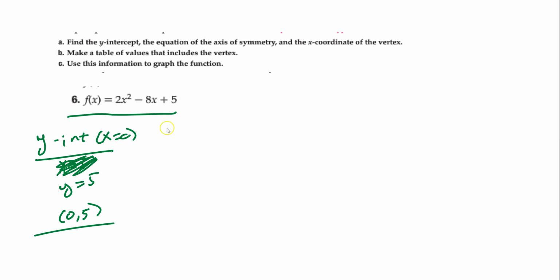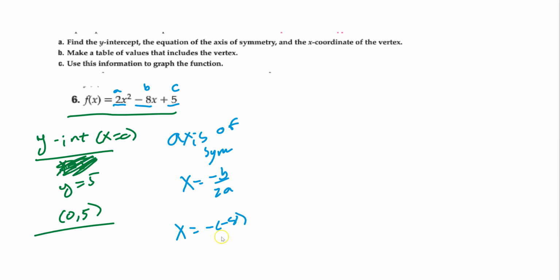Now let's find the axis of symmetry. That's x equals negative b over 2a. Remember the way this works? Here's my a coefficient, here's my b, here's my c. So x equals negative 8 over 2 times 2. By the way, if you haven't noticed, this is the exact same one we just did, but now I'm doing it using the stuff we learned. So the axis of symmetry is x equals 2.